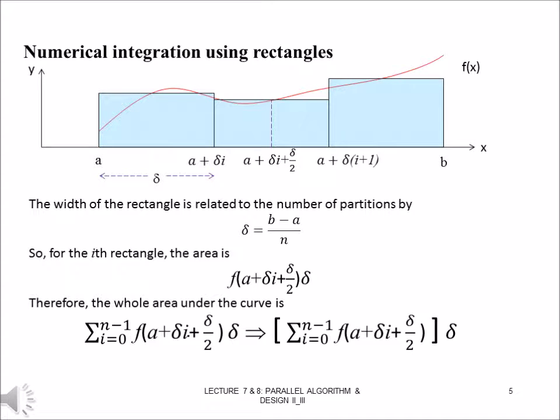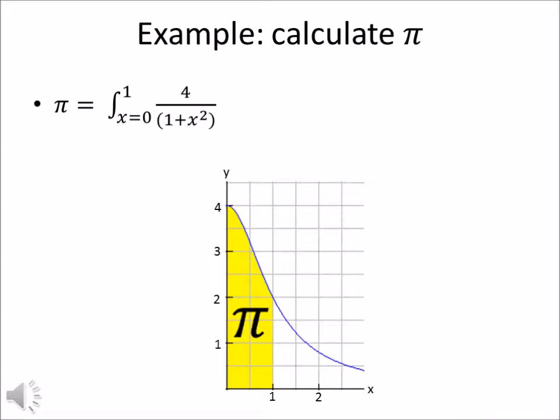So in this particular example, you see that the width of the rectangle is related to the number of partitions by this formula: delta equals (b minus a) divided by n. So for the ith rectangle, the area is the function of a plus delta times i plus delta over 2, times delta, because delta is the width of each partition. Therefore, the whole area under the curve is given by this summation, which is the sum of each one of these rectangles that we've divided the curve into. Let's look at a specific application of this.